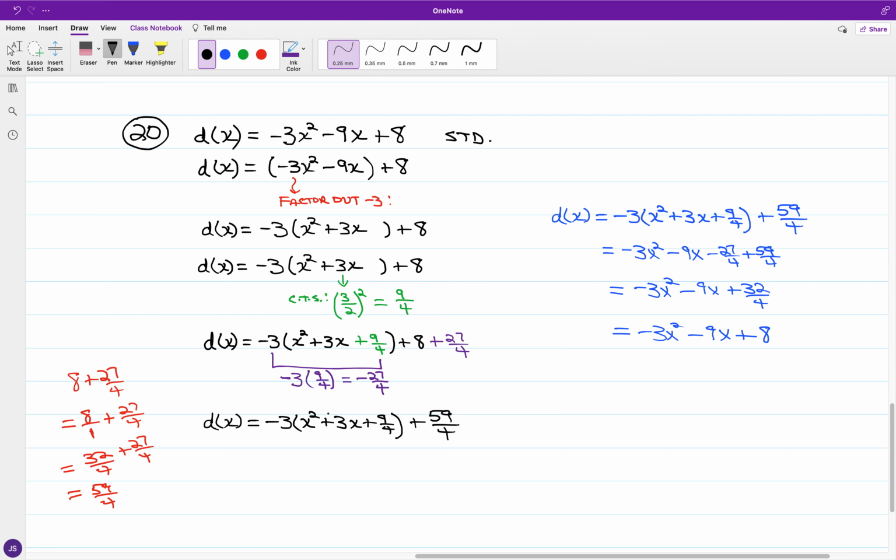And so for d of x, just one more step, and we're going to come out to the vertex form. So we have negative 3, and x squared plus 3x plus 9/4 is going to be a squared trinomial.